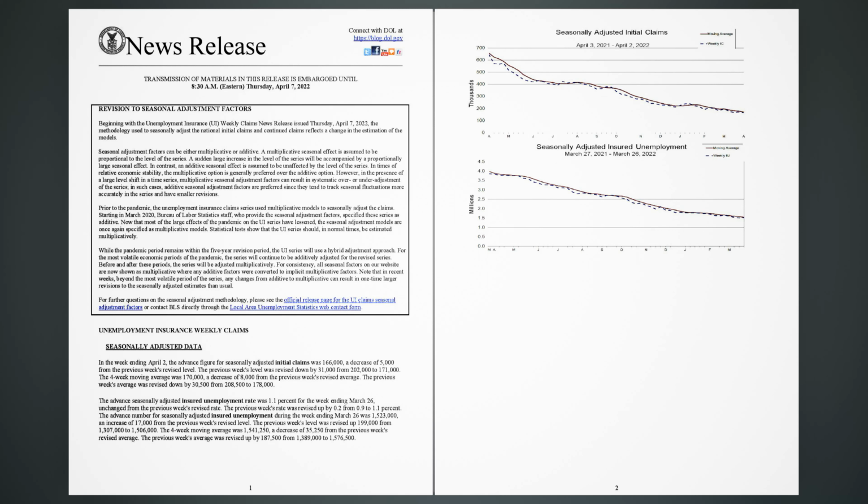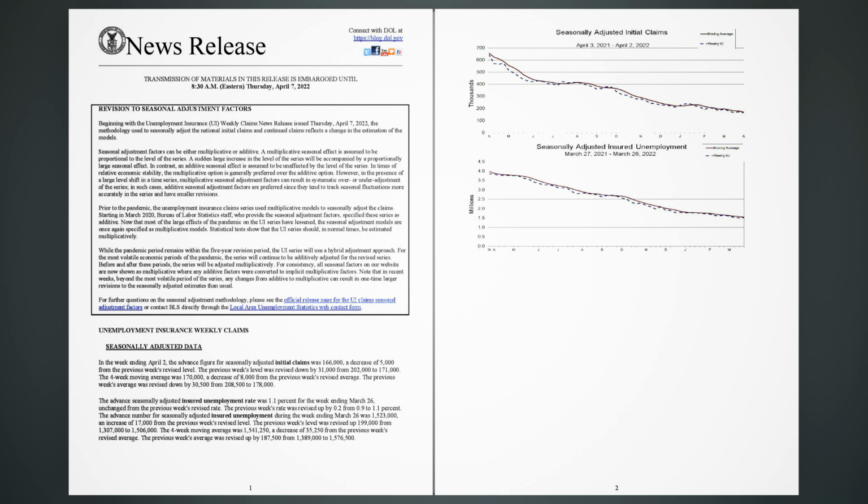The methodology used to seasonally adjust the national initial claims and continued claims reflects a change in the estimation of the models. Seasonal adjustment factors can be either multiplicative or additive. A multiplicative seasonal effect is assumed to be proportional to the level of the series. A sudden large increase in the level of the series will be accompanied by a proportionally large seasonal effect. In contrast, an additive seasonal effect is assumed to be unaffected by the level of the series.